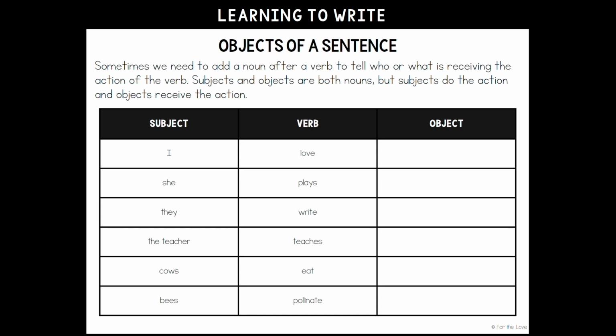So I love, and then the object is going to tell who or what the subject loves. She plays, well, what is she playing? Objects add more information in a slightly different way than prepositions, but they have the same job: give us more information. A lot of times just a noun and a verb is not enough information to tell us what is happening in a sentence. There are lots of right answers that can go into this chart, but here is one example that I have created for you.